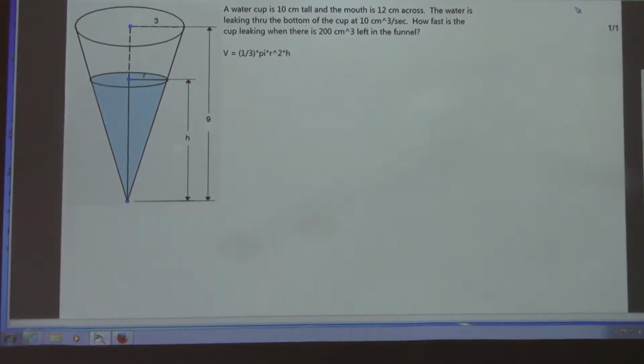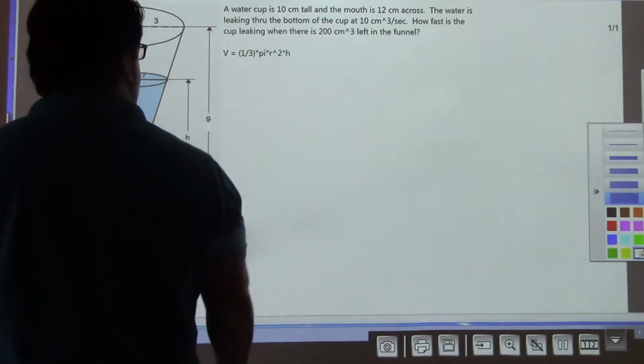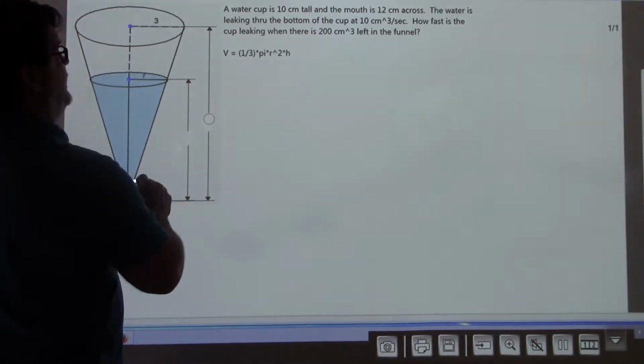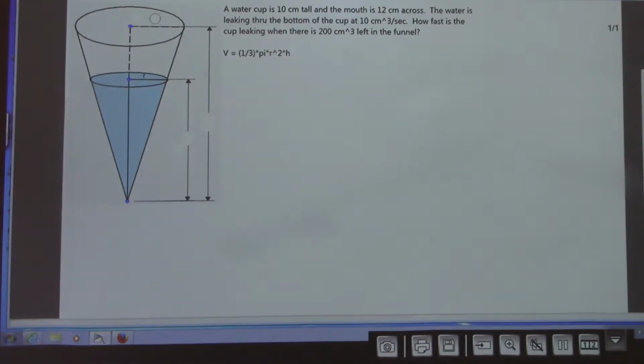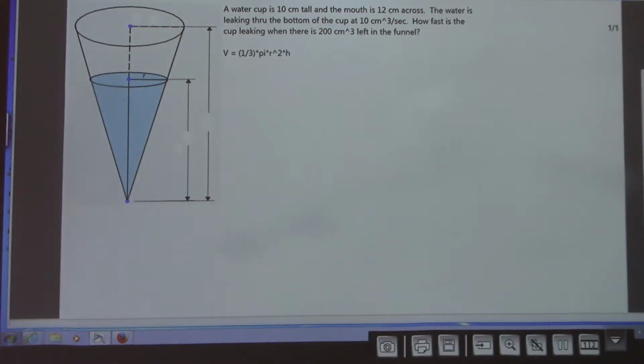Okay, we're going to do several conic problems. A water cup is 10 centimeters tall, and the mouth is 12 centimeters across. It's leaking at a rate of 10 cubic centimeters per second. How fast is the cup leaking when there is 200 cubic centimeters left in the funnel? In other words, when there's some left, at that point, what is the rate of the liquid coming out?